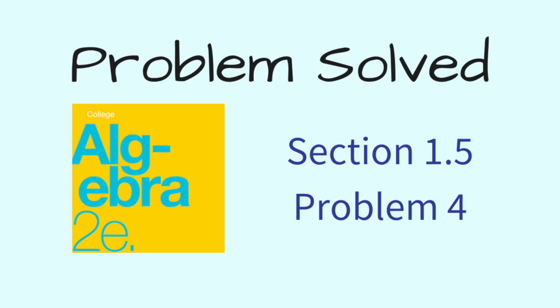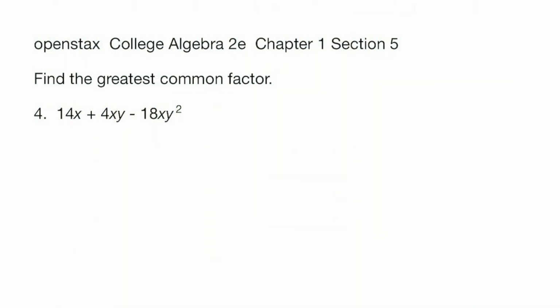It is from section 1.5 of College Algebra 2E by OpenStax. In this problem, we need to find the greatest common factor. So our plan is to find the greatest common factor for the coefficients, and then find the greatest common factor for the variables. Then we'll combine those to find the greatest common factor of the expression. And so greatest common factor, we will abbreviate GCF.